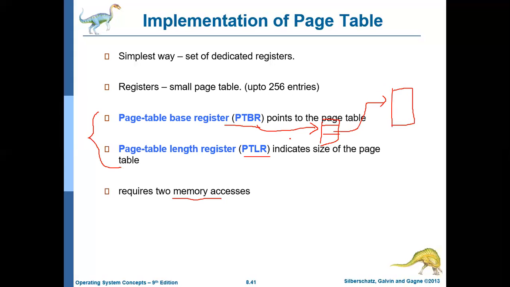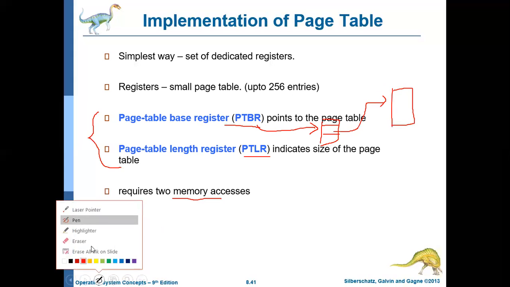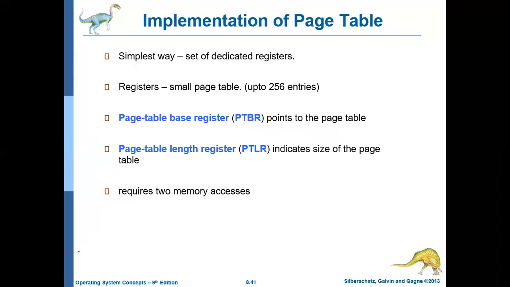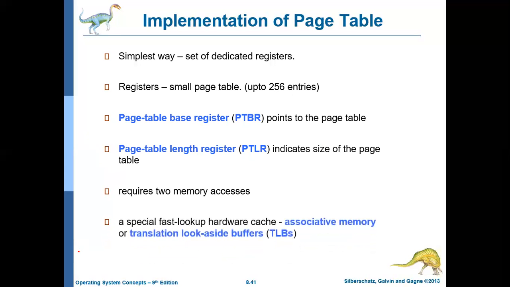So this two-way access will create a lot of delay, and we cannot accept delay because the CPU's time is very precious. Delay is intolerable. Because of this, we go for the next type of page table, which uses a technique called TLB, translation look aside buffer.